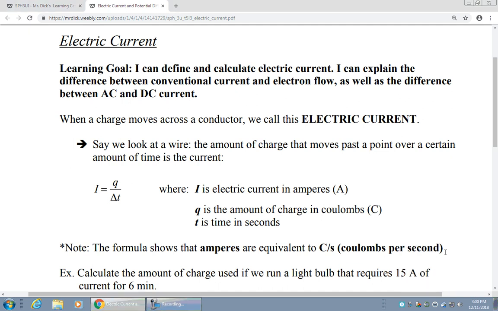Once we have an understanding of the fact that certain things can become electrically charged, it's important to remember that those electric charges can actually move and flow through certain kinds of materials that we call conductors. So when charges flow through a conductor, we say that there is electric current flowing.